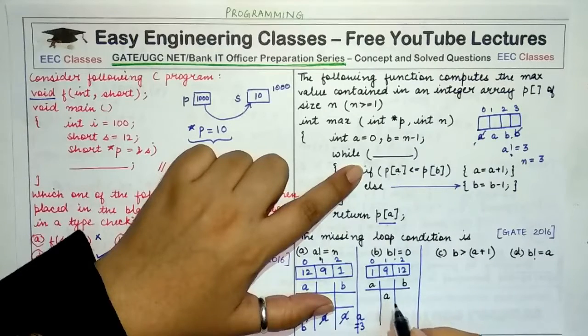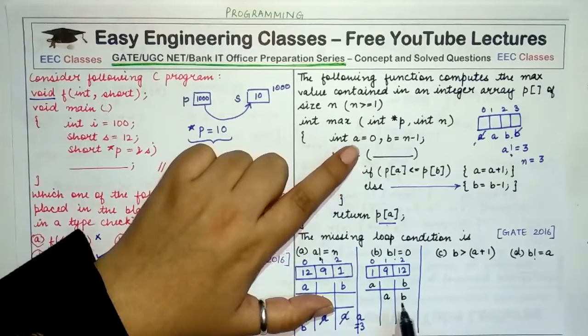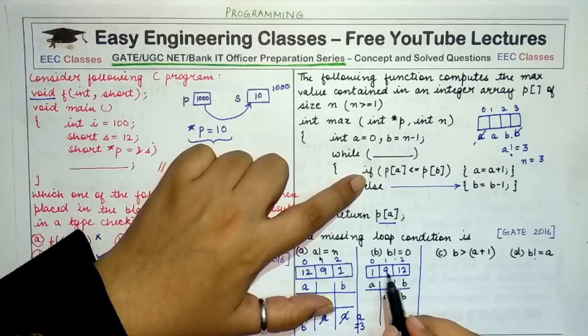In the second iteration, A becomes 1 and B is at 2. Since B is not equal to 0, I again check: the value at A, that is 9, is less than the value at B, which is 12. So I again increment A. A and B now become 2 again.